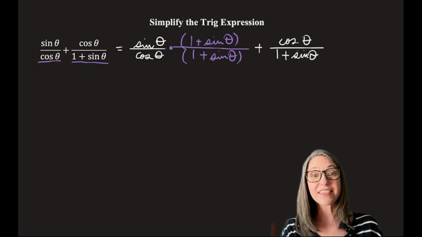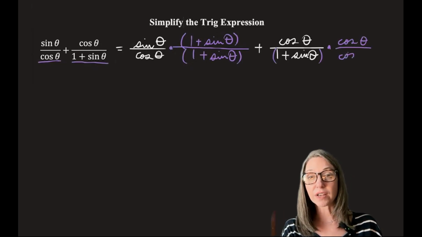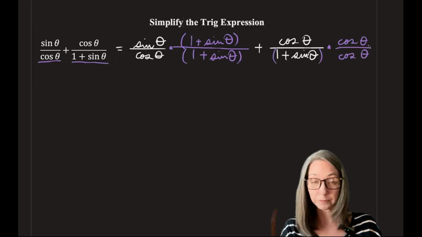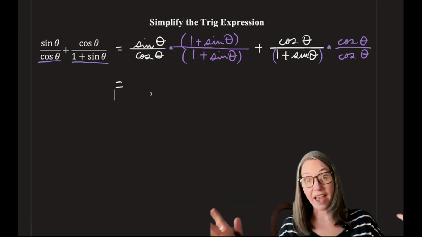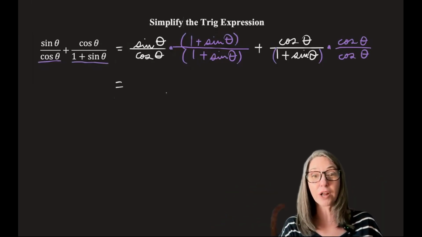We're going to multiply that one by, let's add parentheses around that 1 plus sine theta, cosine of theta over cosine of theta. Okay. Now we need to actually add the fractions, right? So we have a common denominator on both of them. So let's add them together.